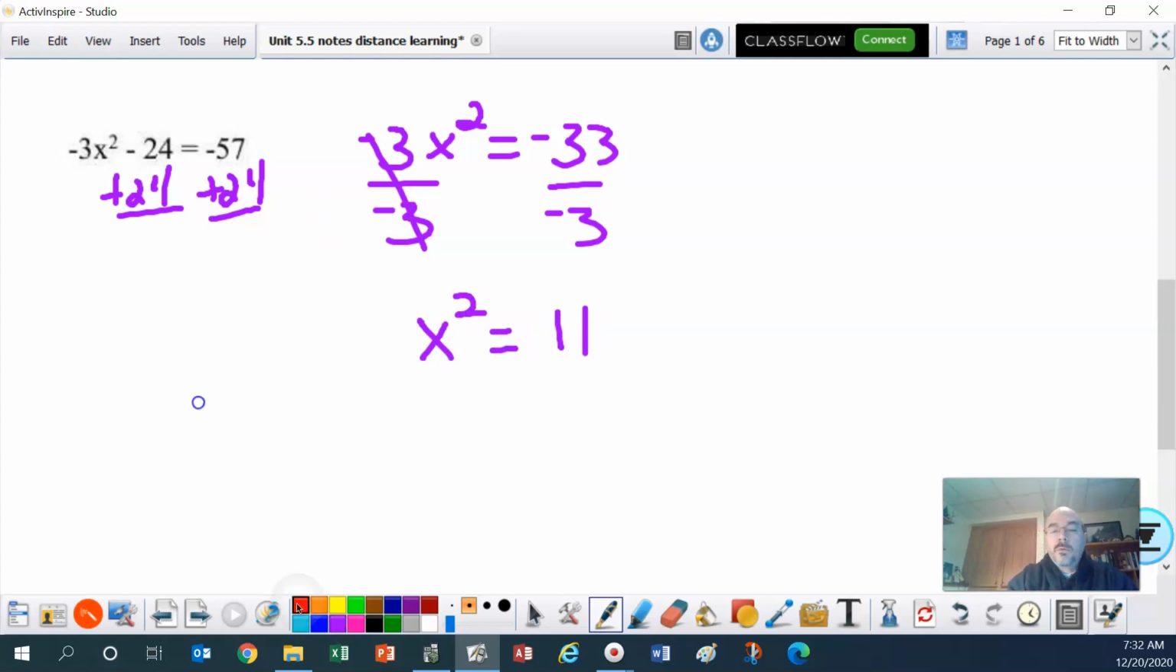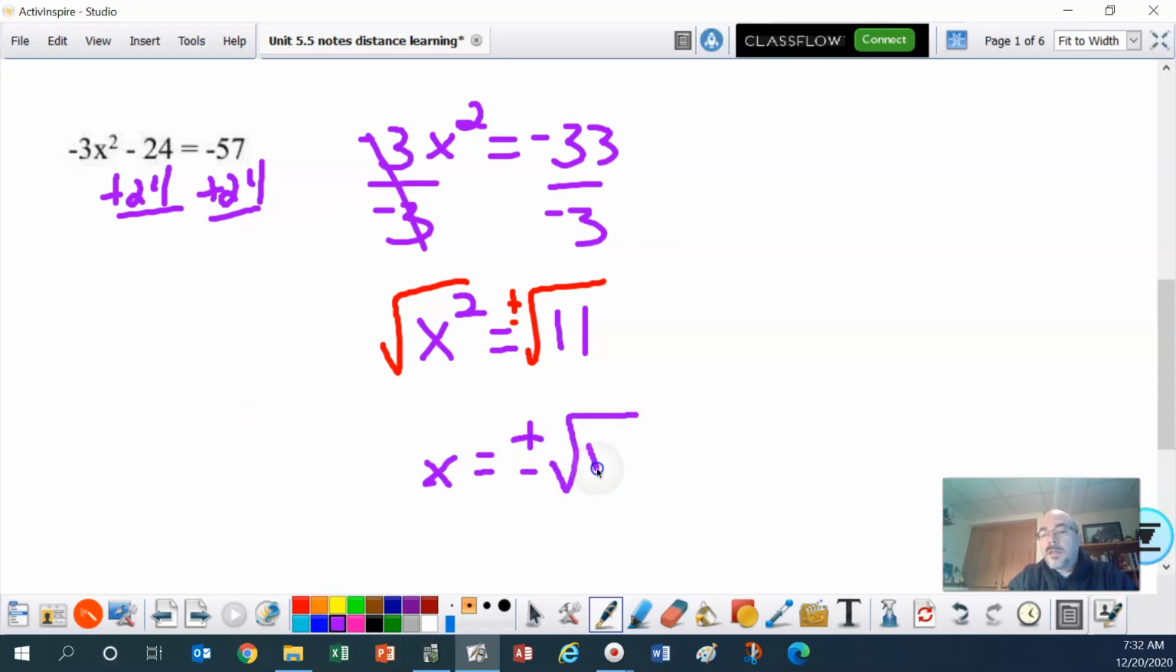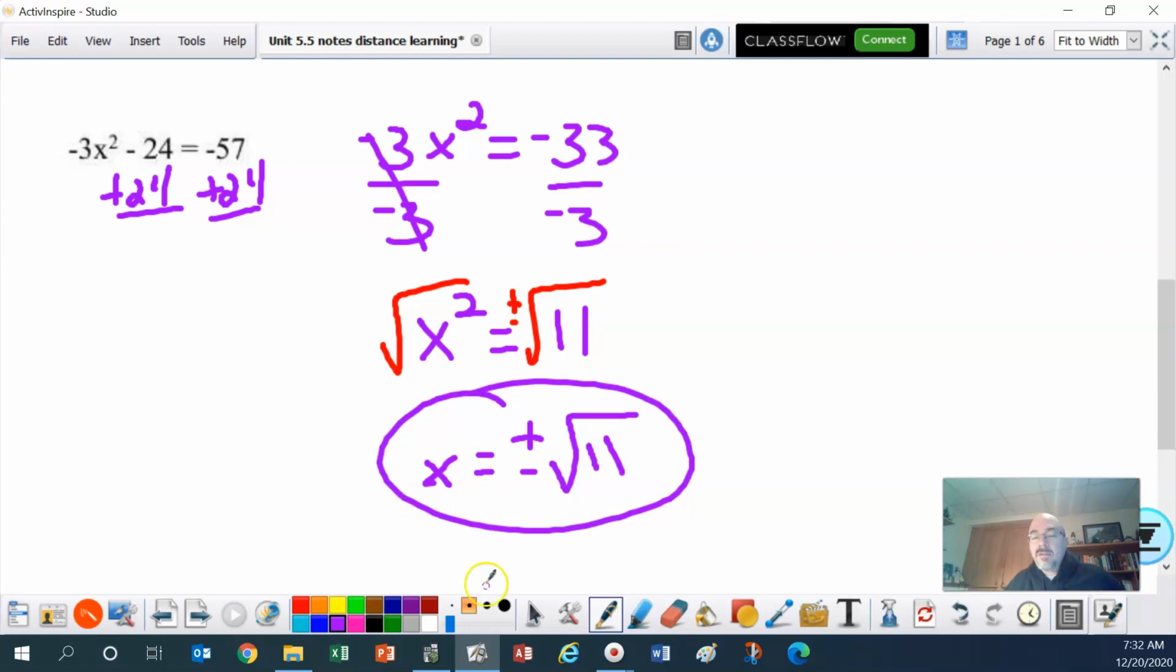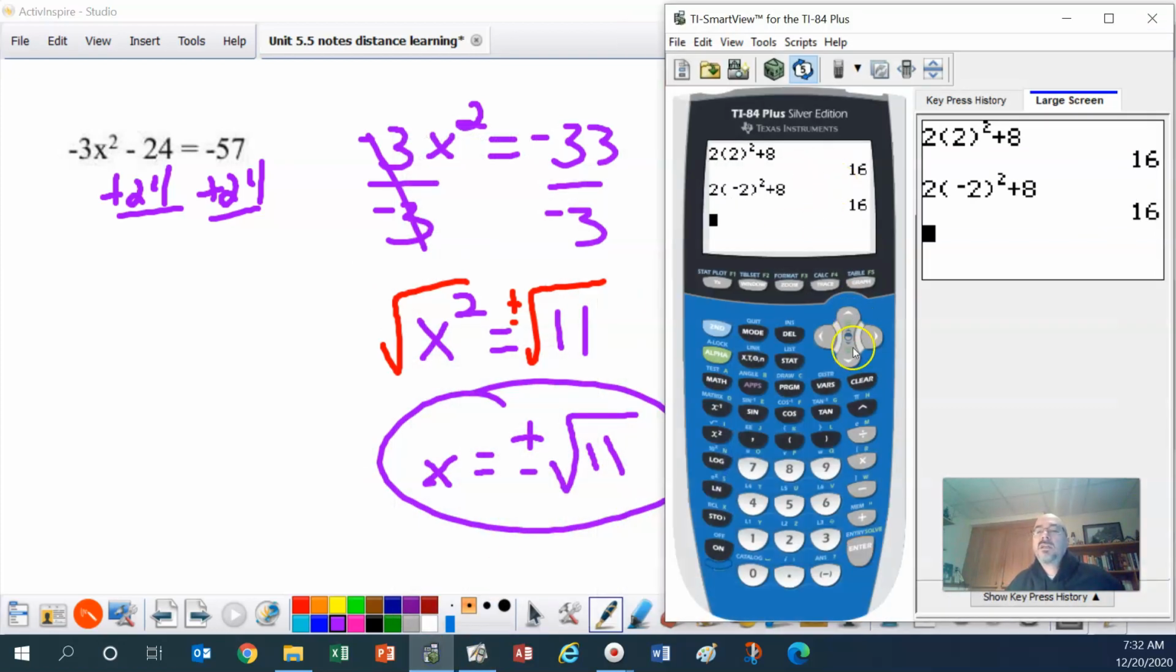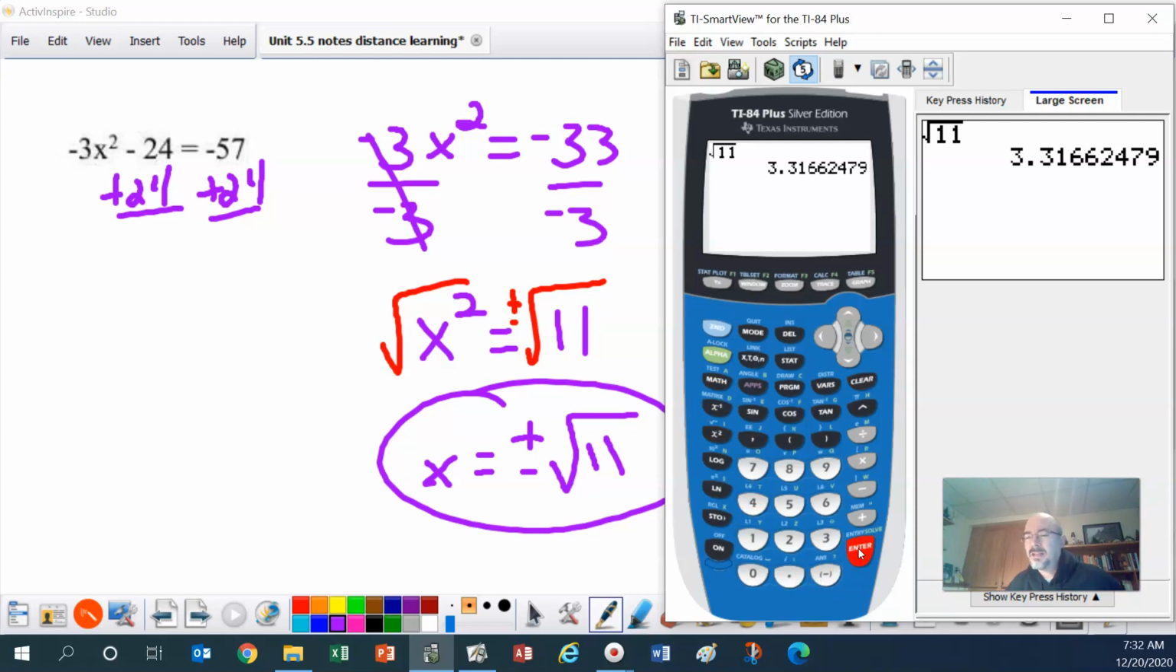We're going to square root both sides. And on this one, ladies and gentlemen, we're going to leave our answer as positive, negative square root of 11, because 11 is not a perfect square. If I take the square root of 11, I'm going to get a decimal, and I don't want that decimal. I would rather have you just leave it as the square root of 11.